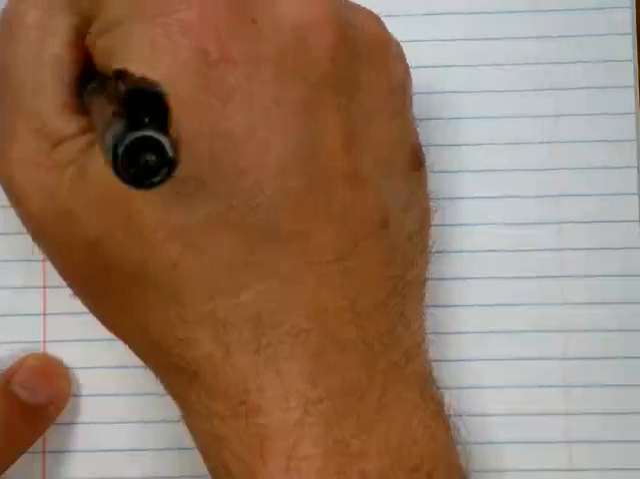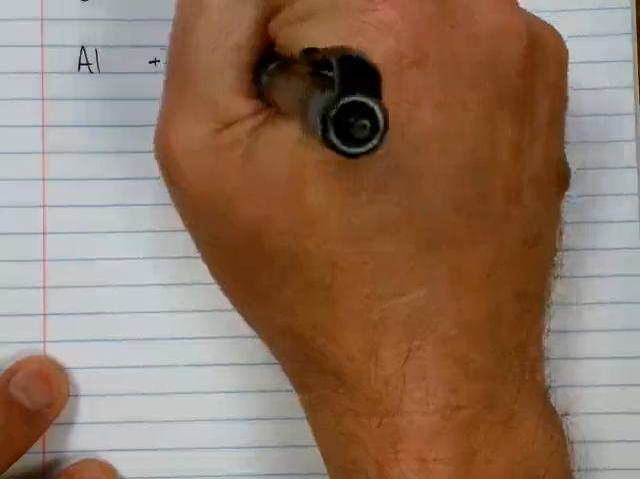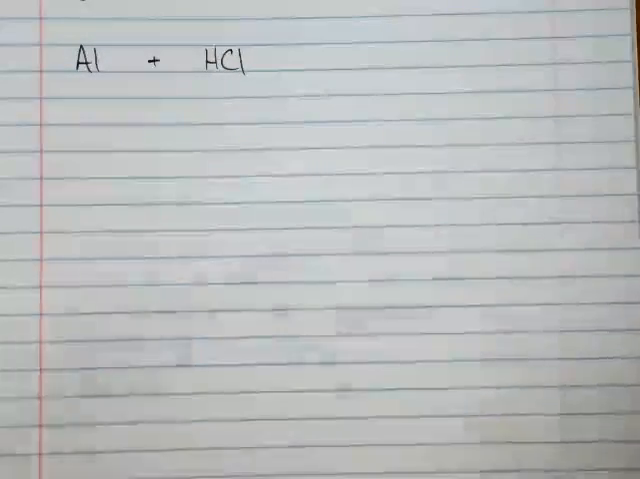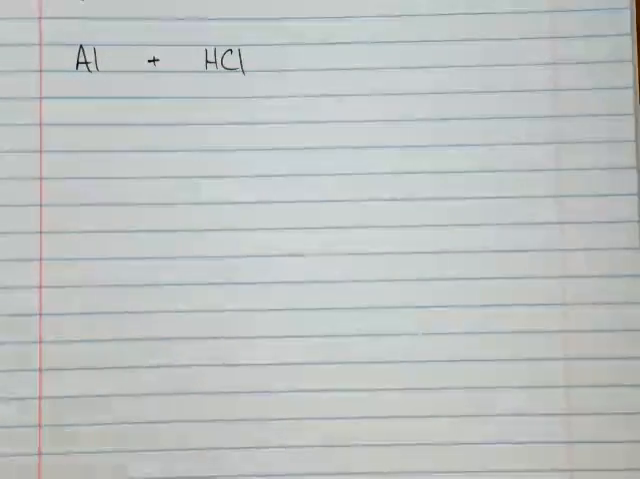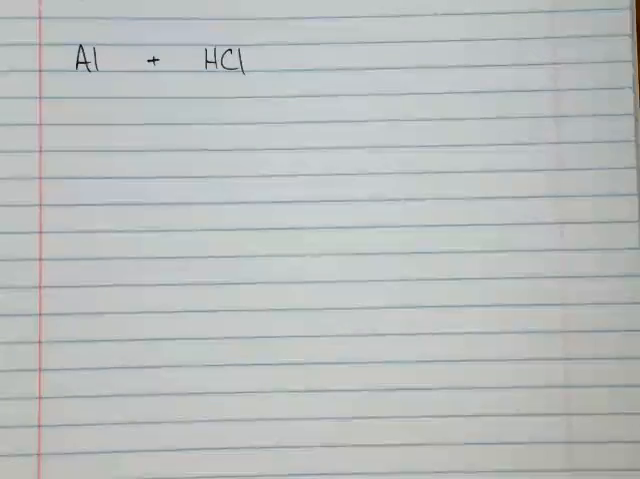Okay. You have to start off by writing the balanced equation. That would be aluminum plus hydrochloric acid. Question, is aluminum monatomic or a diatomic element? Monatomic.